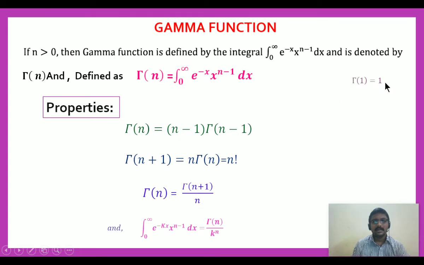Gamma of 1 is 1. Gamma 2 is 1 factorial, which is 1. Gamma 3 is 2 factorial, which is 2. Gamma 4 is 3 factorial, which is 6. Gamma half is root pi. Gamma minus half is minus 2 root pi. Gamma minus 1, gamma 0, gamma minus 2, gamma minus 3, and so on are not defined.